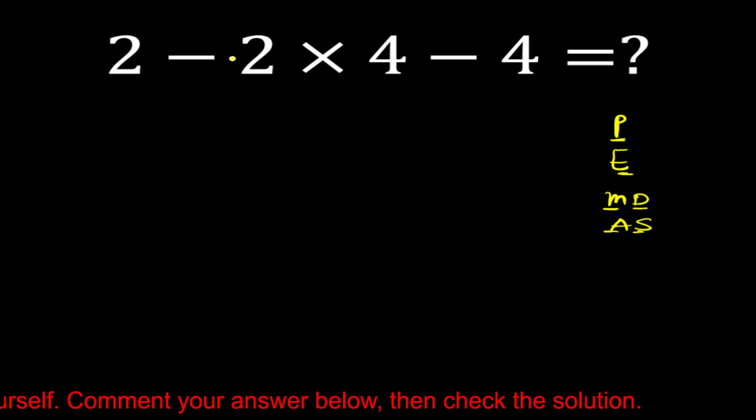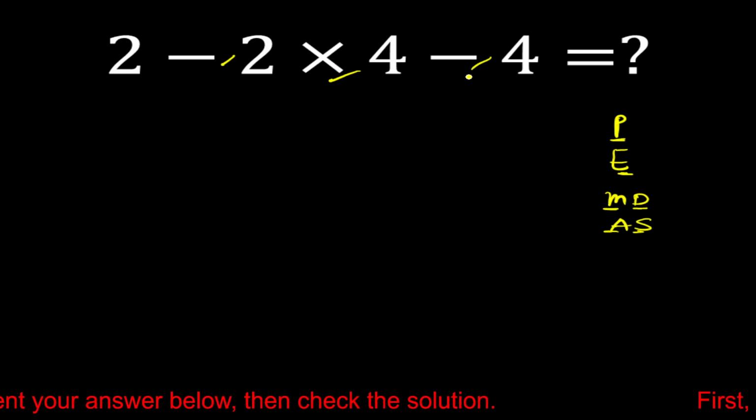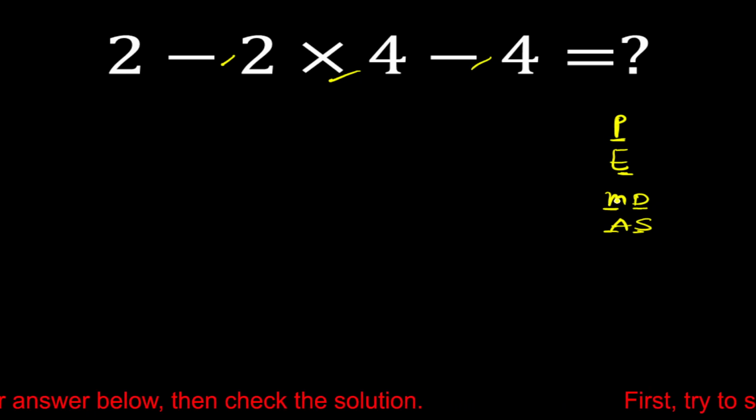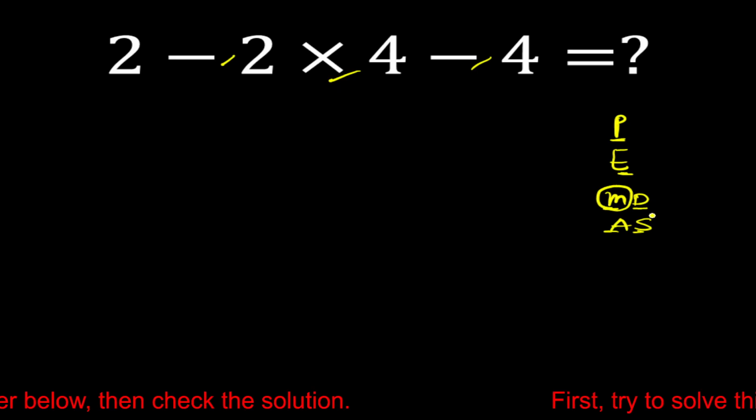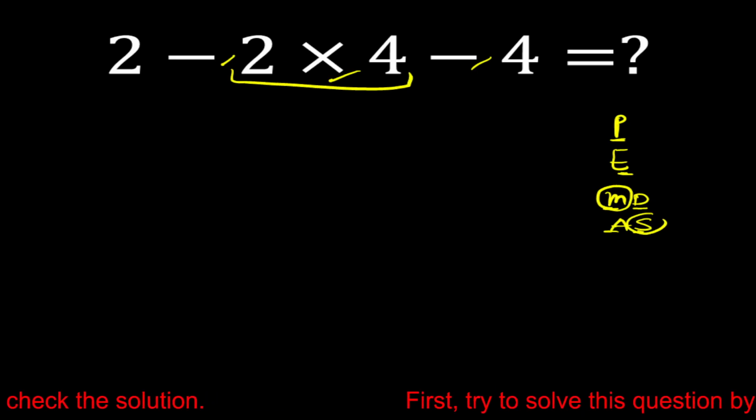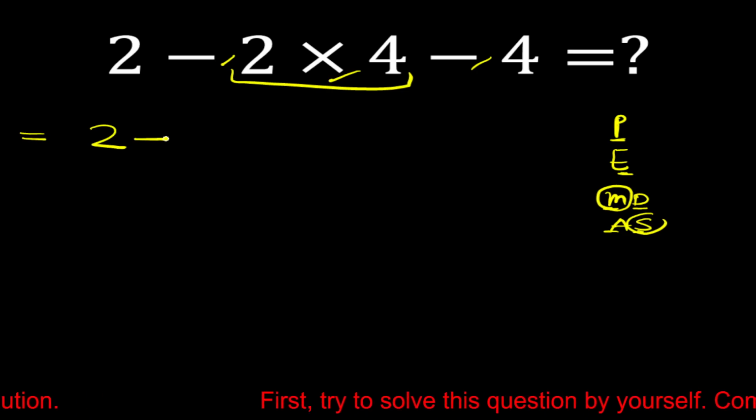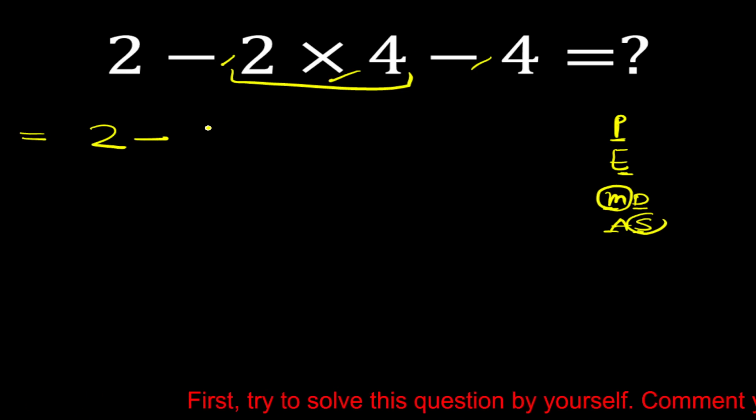So in this problem, here is one subtraction, here is one multiplication, and also here is one subtraction. So first priority is multiplication, then we have to solve subtraction. So first we have to multiply this part: 2 minus 4 multiply, 2 multiply 4 is equal to 8.